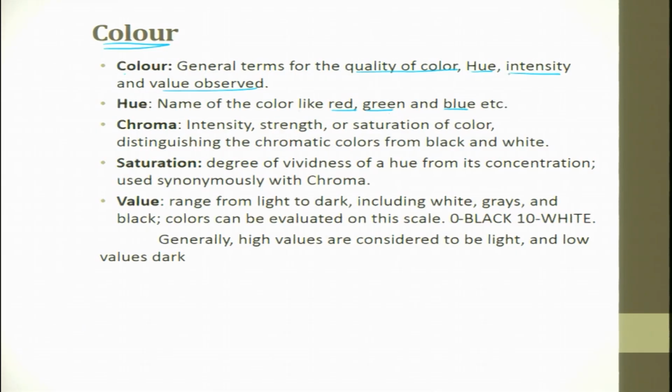Okay. Next is saturation. Saturation is the degree of vividness of a hue from its concentration used with chroma. The color is saturated. So, you can see and when you saturate a color you get a feeling out of it. Then the last one is value. The value is the range from light to dark including white, grey, black. Colors can be evaluated on a scale 0 to 10. So, value is the range what you give and the impression what you take.